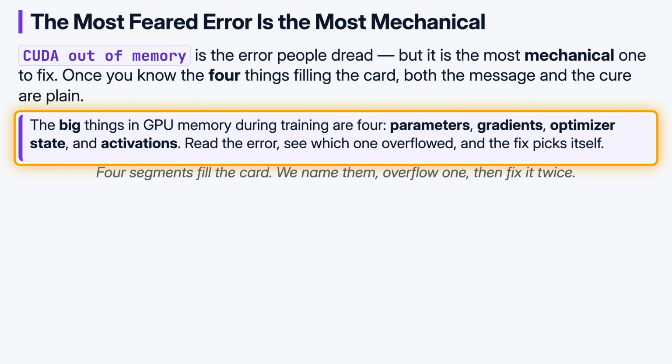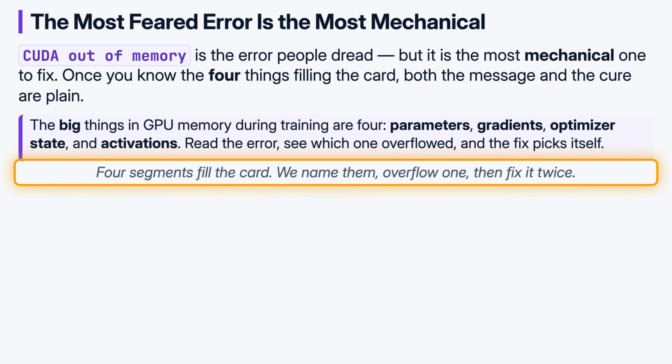During training, only 4 things fill GPU memory: parameters, gradients, optimizer state, and activations. Read the error, see which one overflowed, and the fix picks itself. 4 segments fill the card. We name them, overflow 1, then fix it twice.